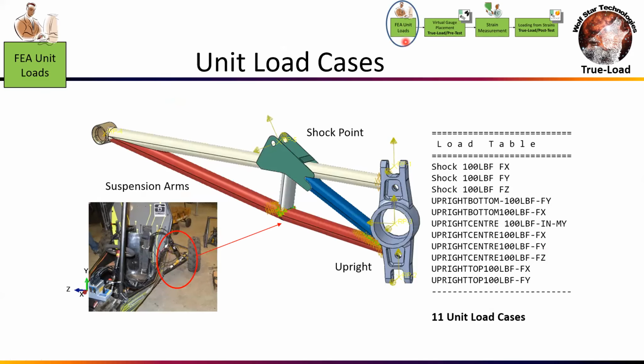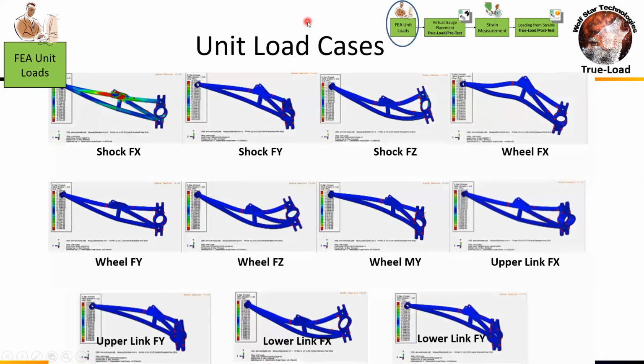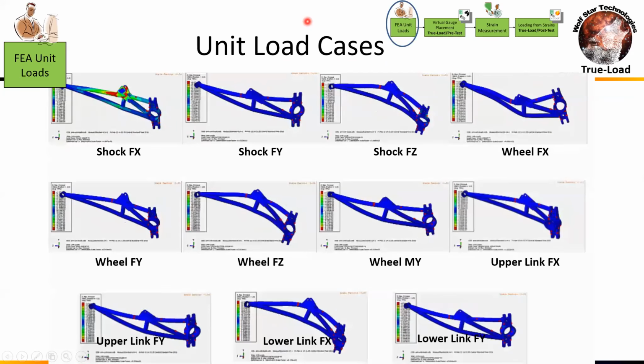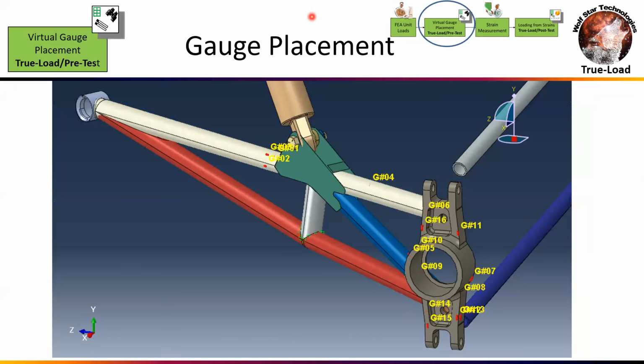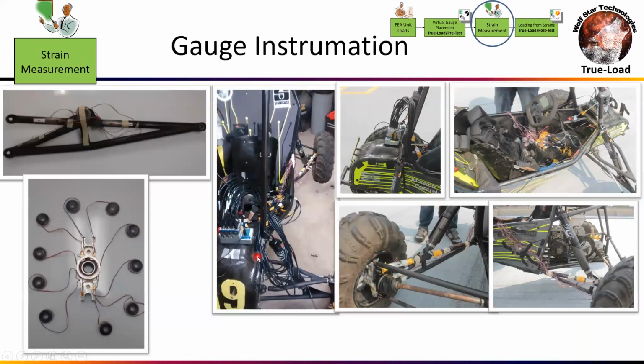So what we did is we set up an FEA model with loads at the shock, loads at the wheel, and the top and bottom of the stabilizer links. So we had 11 unit load cases here. These are the animations of all of these unit loads on the structure. And then TrueLoad comes in and says, hey, place strain gauges at these locations. So you've got some on the arms. Most of the gauges ended up being on this forging here because all of the loads are on here, and you need to have gauges on the load paths. So it makes sense that they end up going there. And then they went off and instrumented everything up.